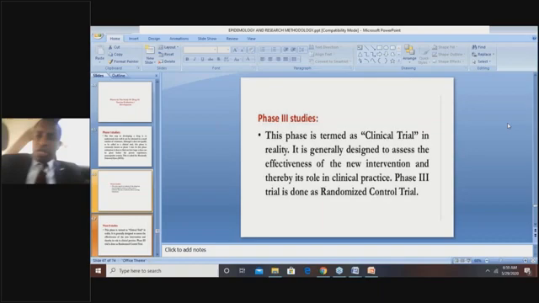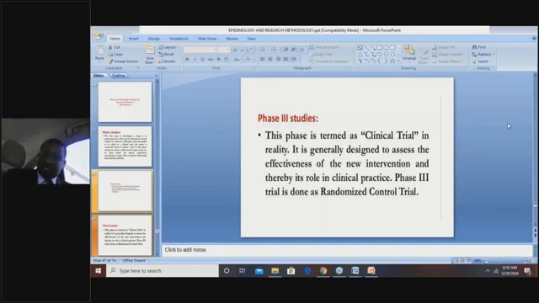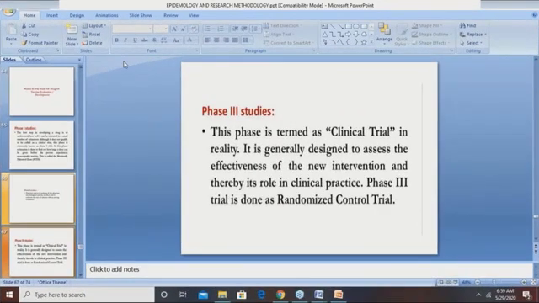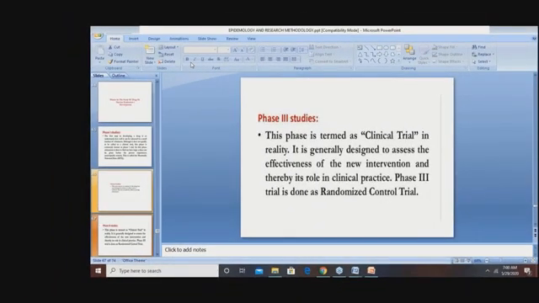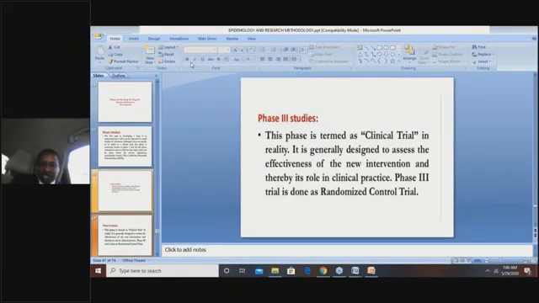Okay, so in phase 3 clinical trial, we are actually evaluating what is the role of this molecule in clinical practice. Is this molecule actually doing anything in clinical practice? Is it actually making any difference? Is it something better than what we have, or is just one of those things? So that's what is done in phase 3 clinical trial.